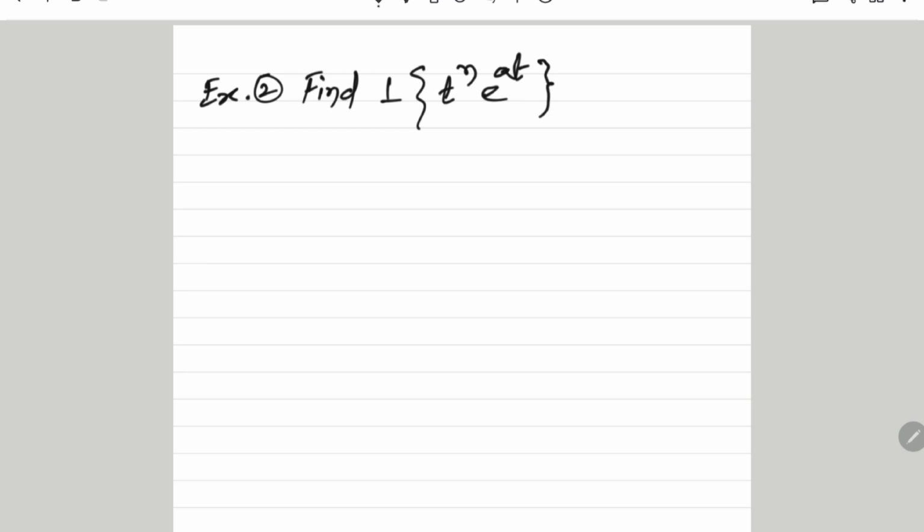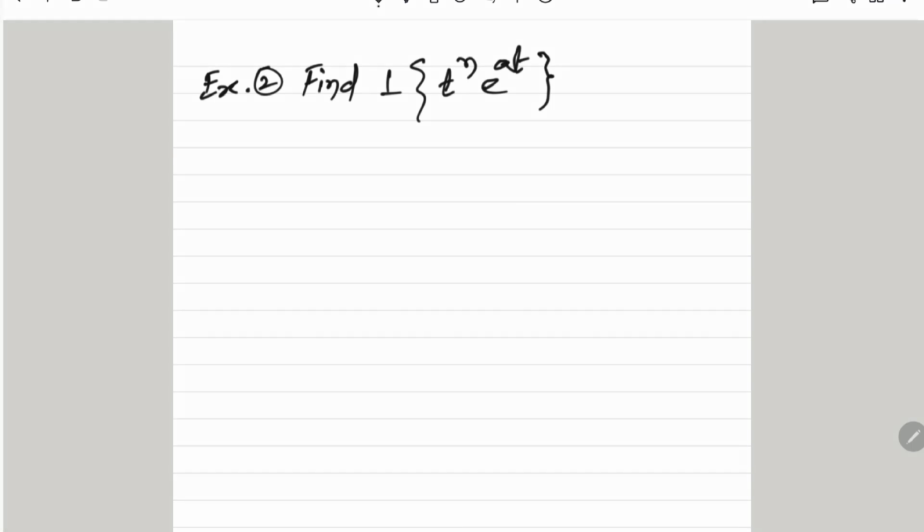To obtain this Laplace transform, we can perform it in two ways. If we consider f of t as t raised to n, and it is multiplied by e raised to at term, it is a problem of the first shifting theorem. Or if we consider f of t as e raised to at and then it is multiplied by t raised to n, we can use that property of multiplication by t raised to n. But here I am solving it by the first shifting theorem.